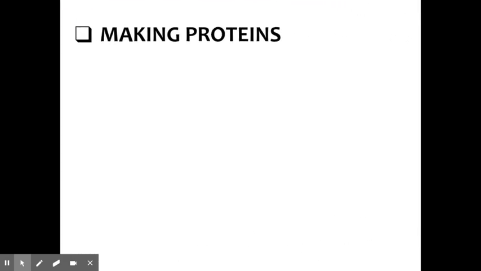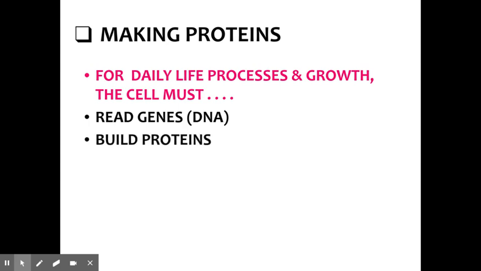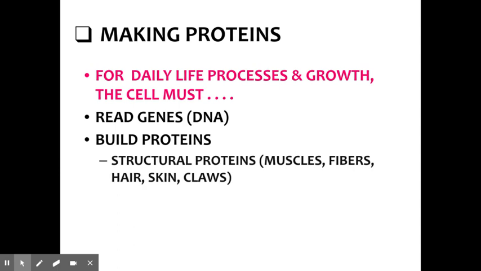If you learn nothing else in AP biology, you should learn that proteins are probably the most important thing in any organism. For daily life processes and growth, the cell needs to read the genes, which are small sections of DNA that code for a particular protein. We then need to build or synthesize those proteins, and they are used in a variety of ways, including but not limited to structural proteins that form the muscles and fibers and hair, skin, claws of organisms.